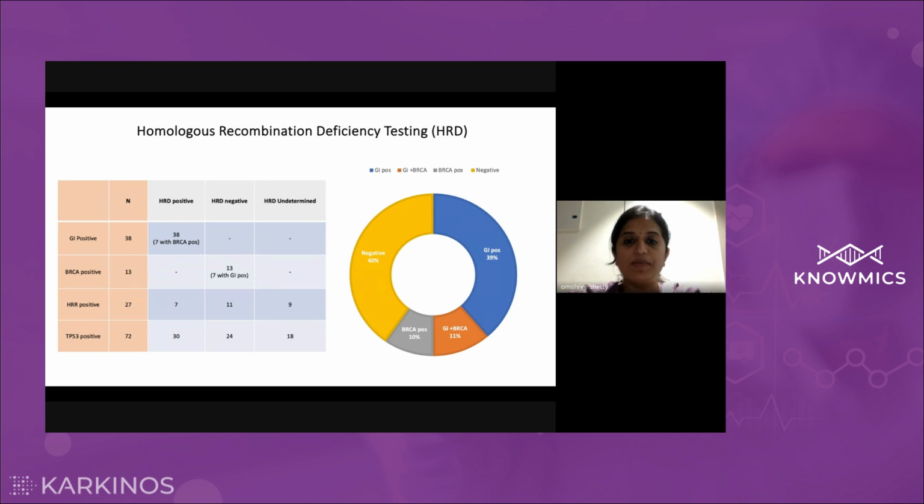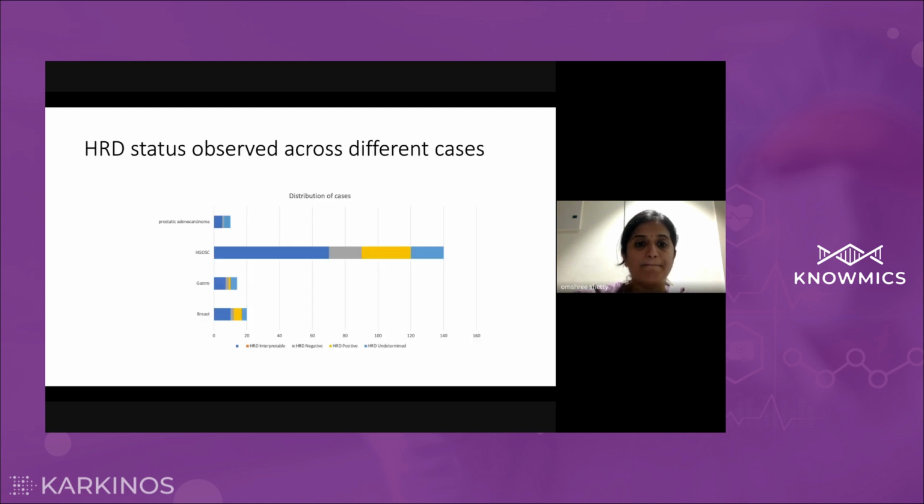So nearly 40% of the cases are HRR negative, and 39% are GI positive, and 11% are GI and BRCA positive, and only 10% are BRCA positive. So if you can see, among the 38 cases, there are 7 cases with BRCA positive, and they are GI positive. And only BRCA positive, if you can see the distribution, these are those 7 cases which are GI positive. And then HRR positive is 27 cases and TP53. Next, please.